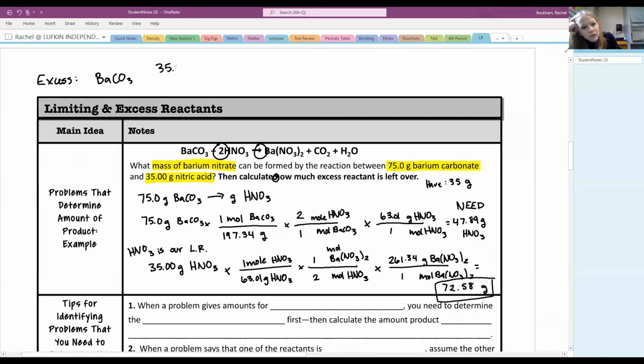We have 35 grams of HNO3. The question is, how many grams of barium carbonate would be required for that? And then we can subtract, because we're trying to calculate how much excess reactant is left over. So we need grams of HNO3 to grams of BaCO3. I'm going to have you pause the video and convert grams of HNO3 to grams of barium carbonate.